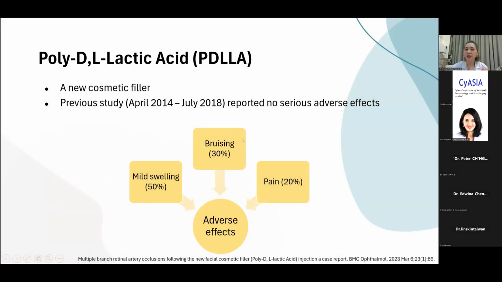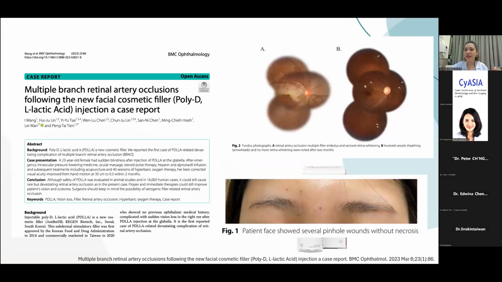Another biostimulator is PDLLA, which, as you already know, stimulates collagen less than Sculptra because it causes less inflammation. So the reported cases are local site reactions like mild swelling, bruising, and pain, not much serious adverse effects. However, recently there was an article from Taiwan that reported multiple branch retinal artery occlusion after injection with PDLLA. In this case, after trying everything, the patient recovered a bit, but not 100%.